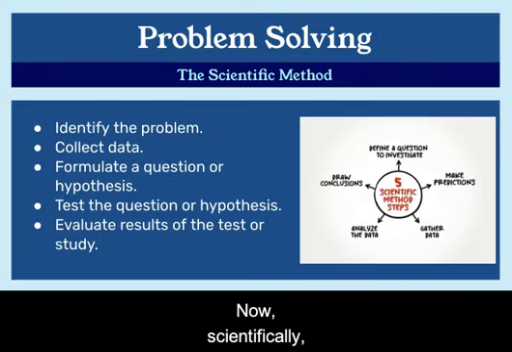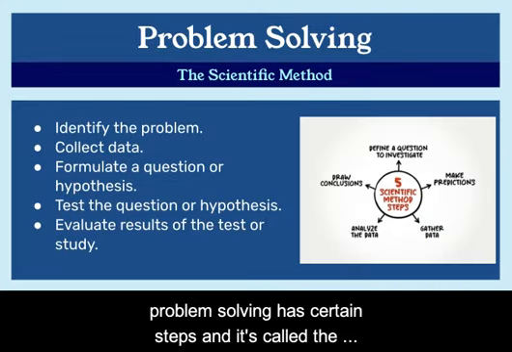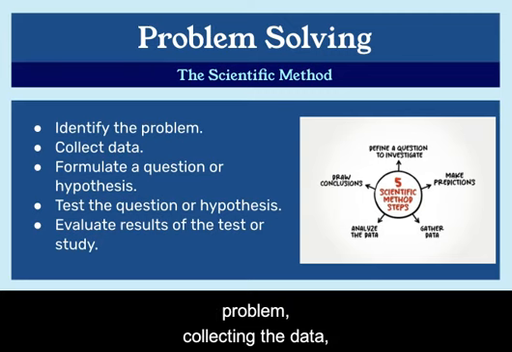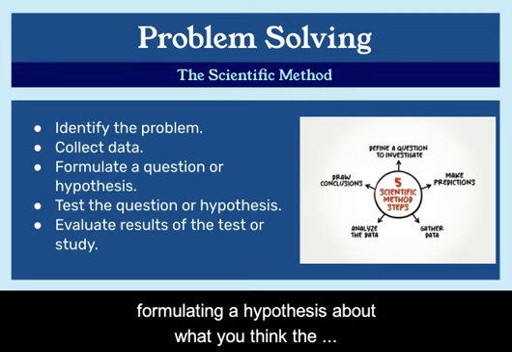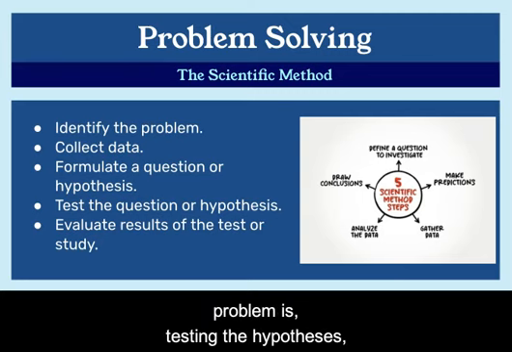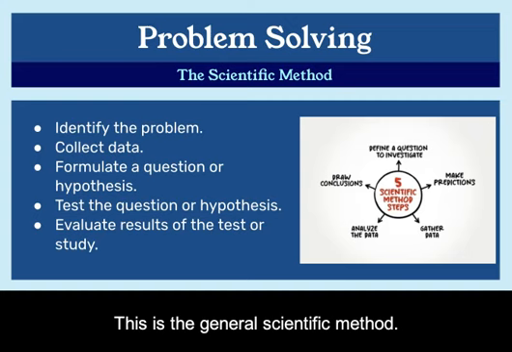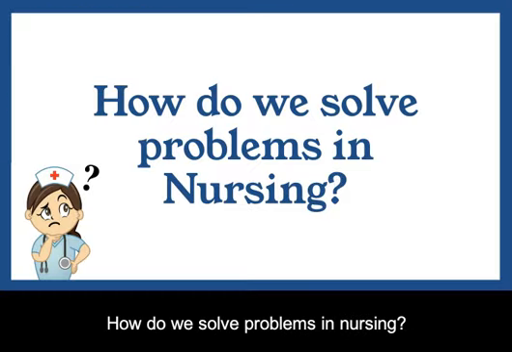Now, scientifically, problem solving has certain steps, and it's called the scientific method. And that's identifying the problem, collecting the data, formulating a hypothesis about what you think the problem is, testing the hypotheses, and then evaluating the results of the test to see if it actually worked. So this is the general scientific method. How do we solve problems in nursing?